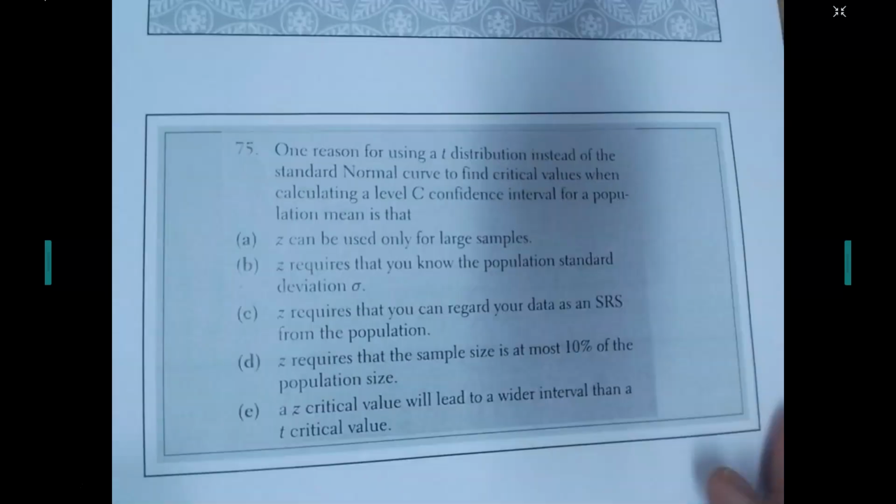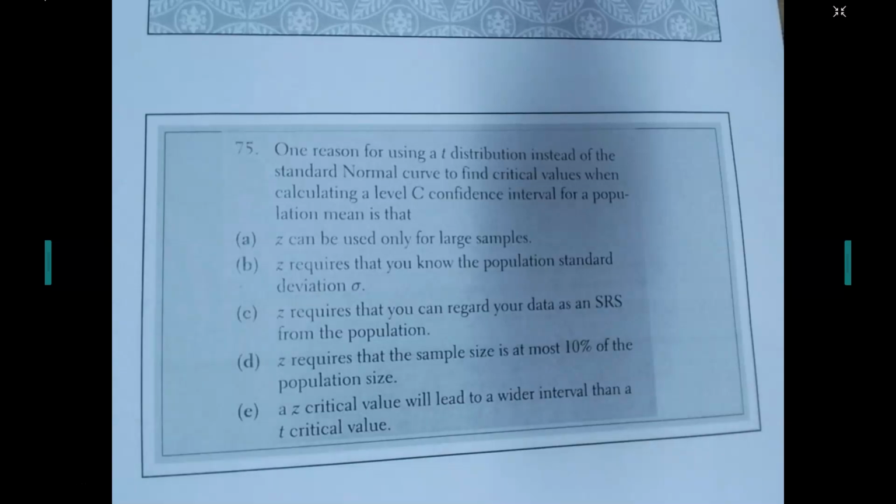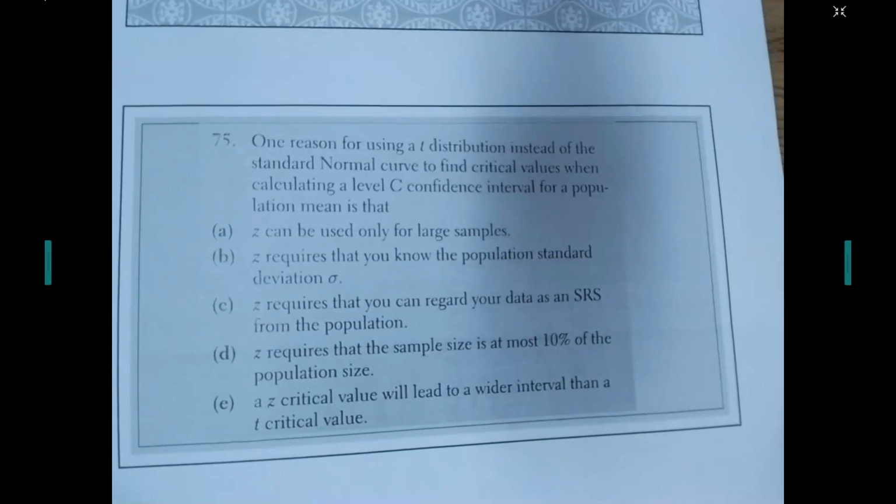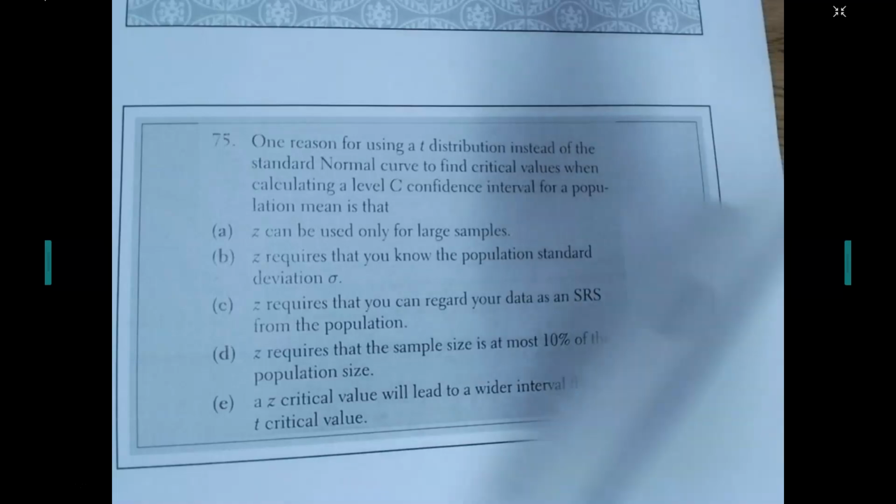Okay, so our first problem here. It says one reason for using a t-distribution instead of a standard normal curve to find critical values when calculating a level C confidence interval for a population mean is that. Okay, so let's talk about the difference between a standard normal curve and a t-distribution.